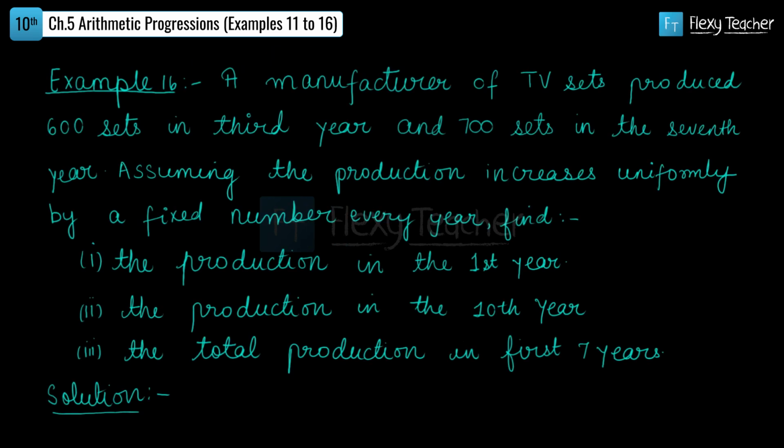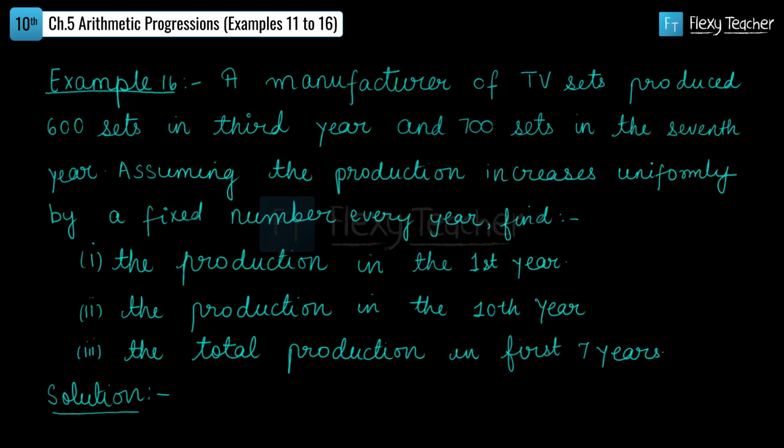Example number 16. A manufacturer of TV sets produced 600 sets in the third year and 700 sets in the seventh year. Assuming that the production increases uniformly by a fixed number every year, find number 1, the production in the first year, number 2, the production in the 10th year, and number 3, the production in the 7th year.